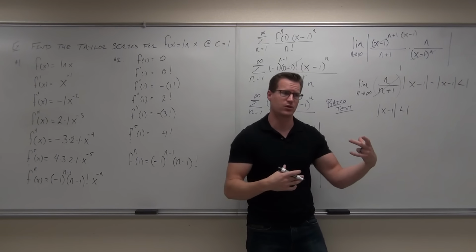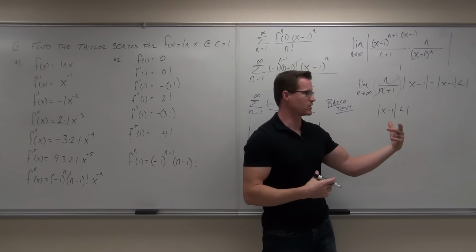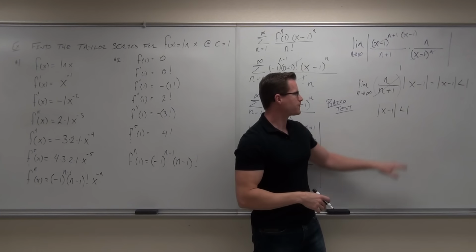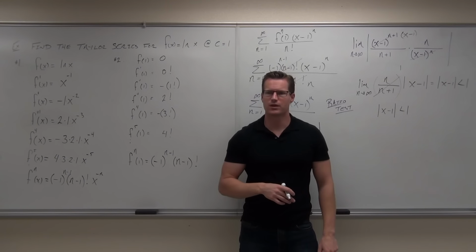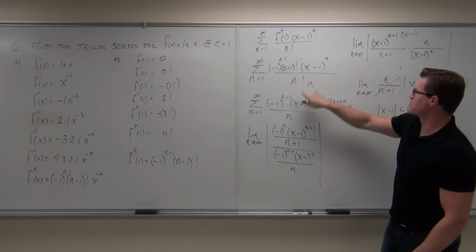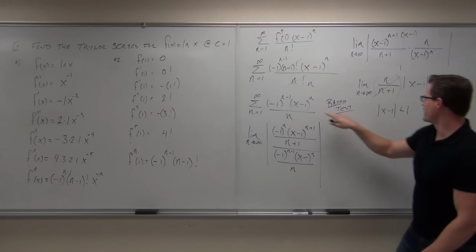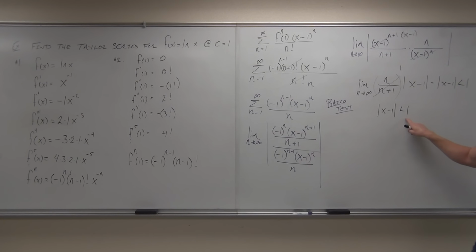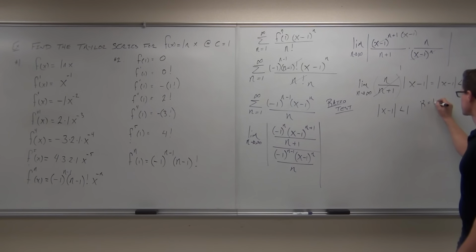That's the only time we get an output for our function, which is the only time we can actually get a function here. Now, from here, can you tell me my radius of convergence? As soon as you find whatever's being raised to the nth power right here in your absolute value, that right there is your radius of convergence. So the r is 1.